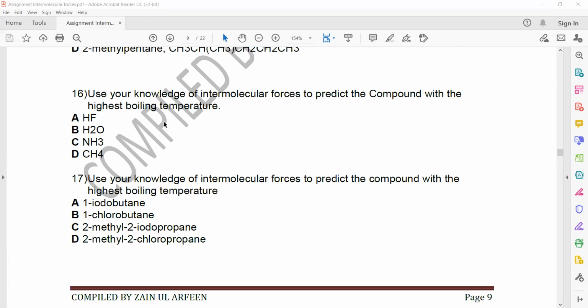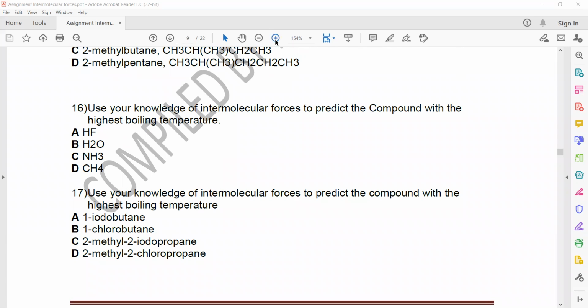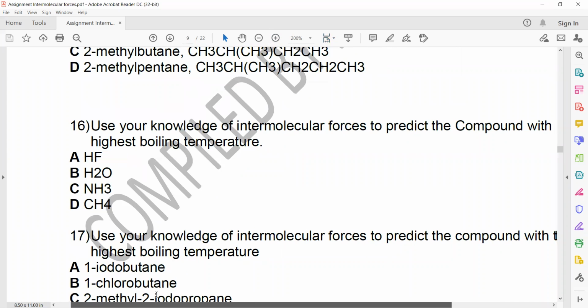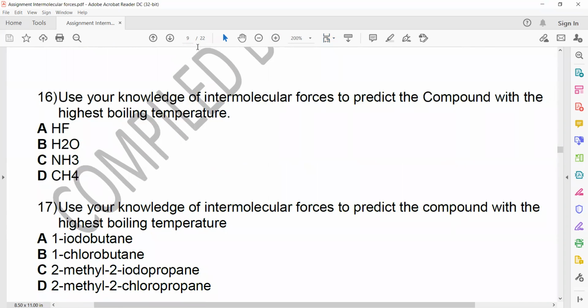Then question 16. Use your knowledge of intermolecular forces to predict the compound with the highest boiling temperature. How can we predict this? For A, B and C, all will have hydrogen bonds. HF, H2O and NH3 will have hydrogen bonds, and this last one will have dipole-induced dipole or London dispersion forces. Even though HF is more polar, it does not form as many hydrogen bonds; the greater number of hydrogen bonds are formed by oxygen. That's why H2O will have the highest boiling point.